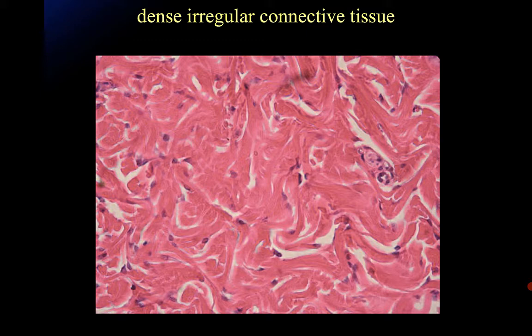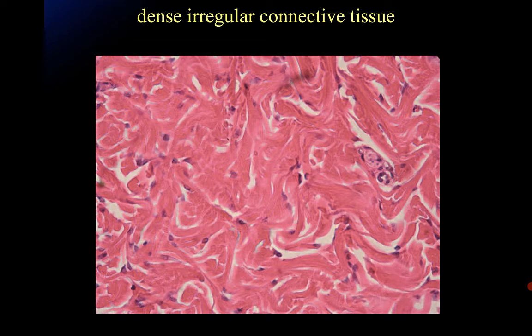Dense means that this should be tightly packed with protein fibers, primarily collagen fibers. And we definitely see that there's not a lot of open space here, so dense perfectly makes sense. Irregular means that those fibers are going in many different directions. And that's where we get the kind of weird look to this. Almost looks like a finger painting or something like that.